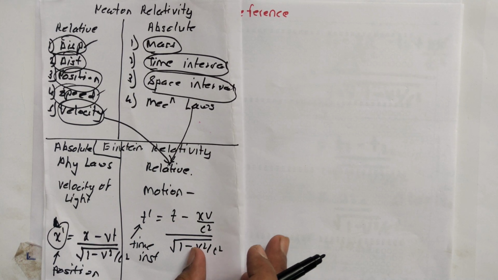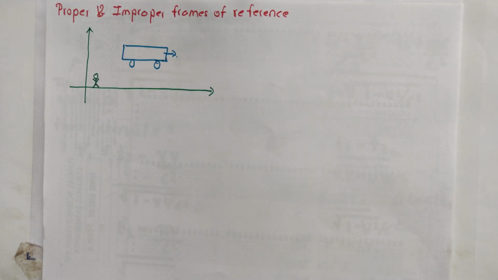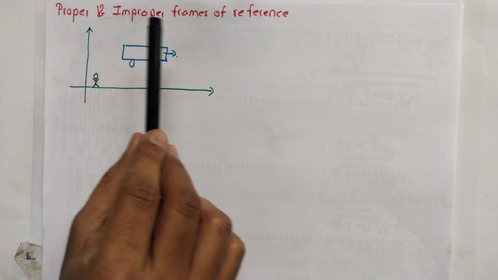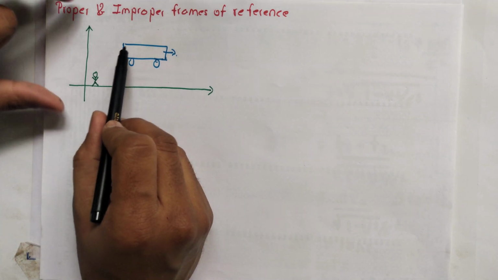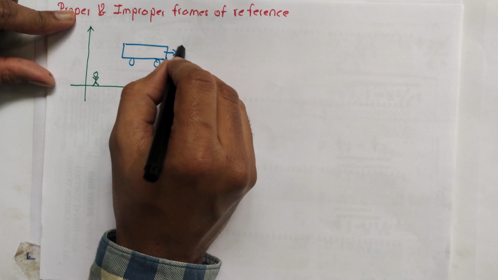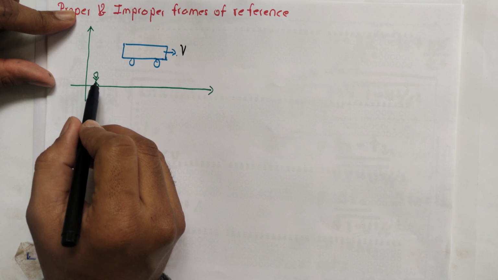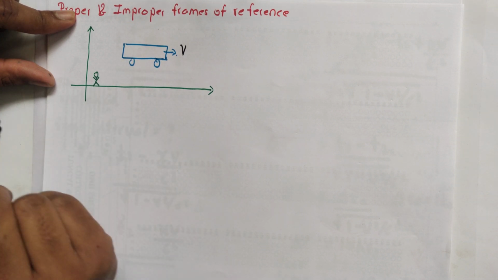Now before we go to the derivations of lengths and displacement, first we will have to consider an important concept which will help us to understand the applications of principles of special theory of relativity, that is proper and improper frame of reference. What is a proper frame of reference and what is an improper frame of reference? To understand this properly, let us consider a train which is moving with a certain velocity v, and there is an observer who is standing on the ground observing this train.